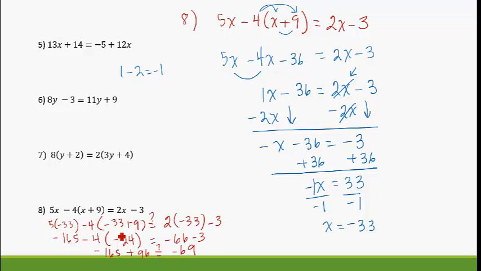And negative 165 plus 96. Oh, I typed it in wrong. Negative 165 plus 96 does indeed give us a negative 69. And so we know our answer is correct.